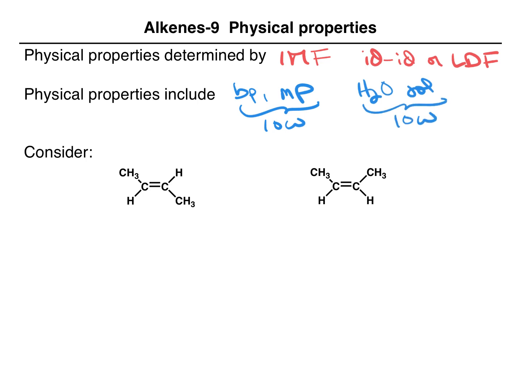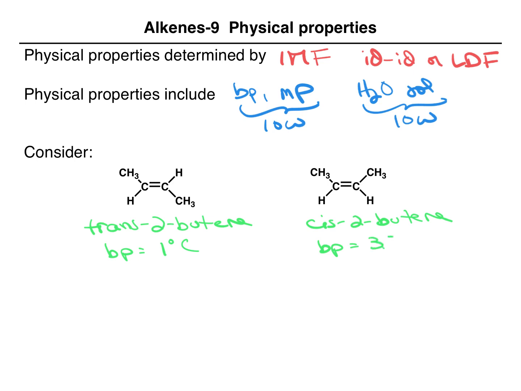But let's take a look at a difference here. So here we have trans 2-butene. We're getting a little preview of naming. And here we have cis 2-butene. For trans 2-butene, the boiling point is 1 degree Celsius. For cis 2-butene, the boiling point is 3.7 degrees Celsius. Even though it's a small difference, the fact that it's a difference is important.